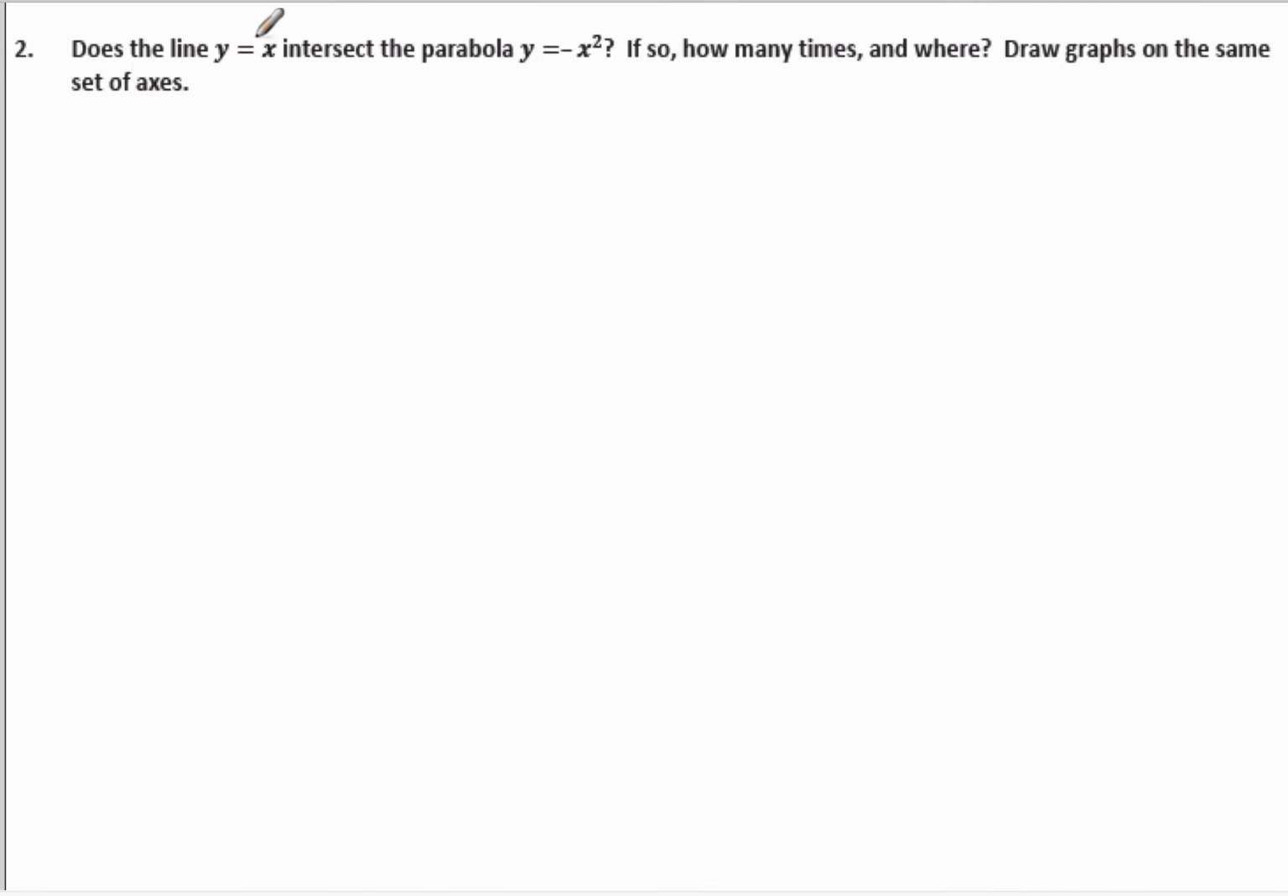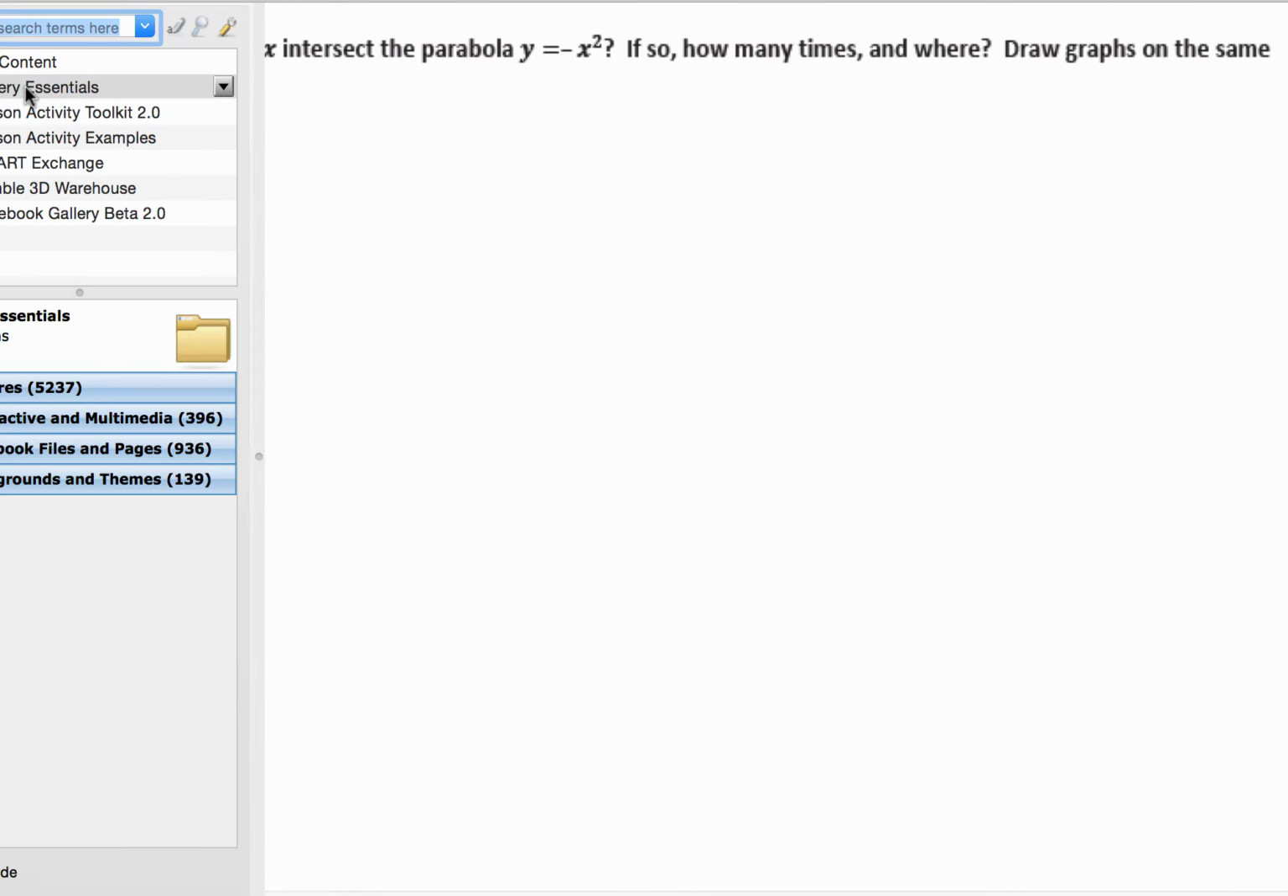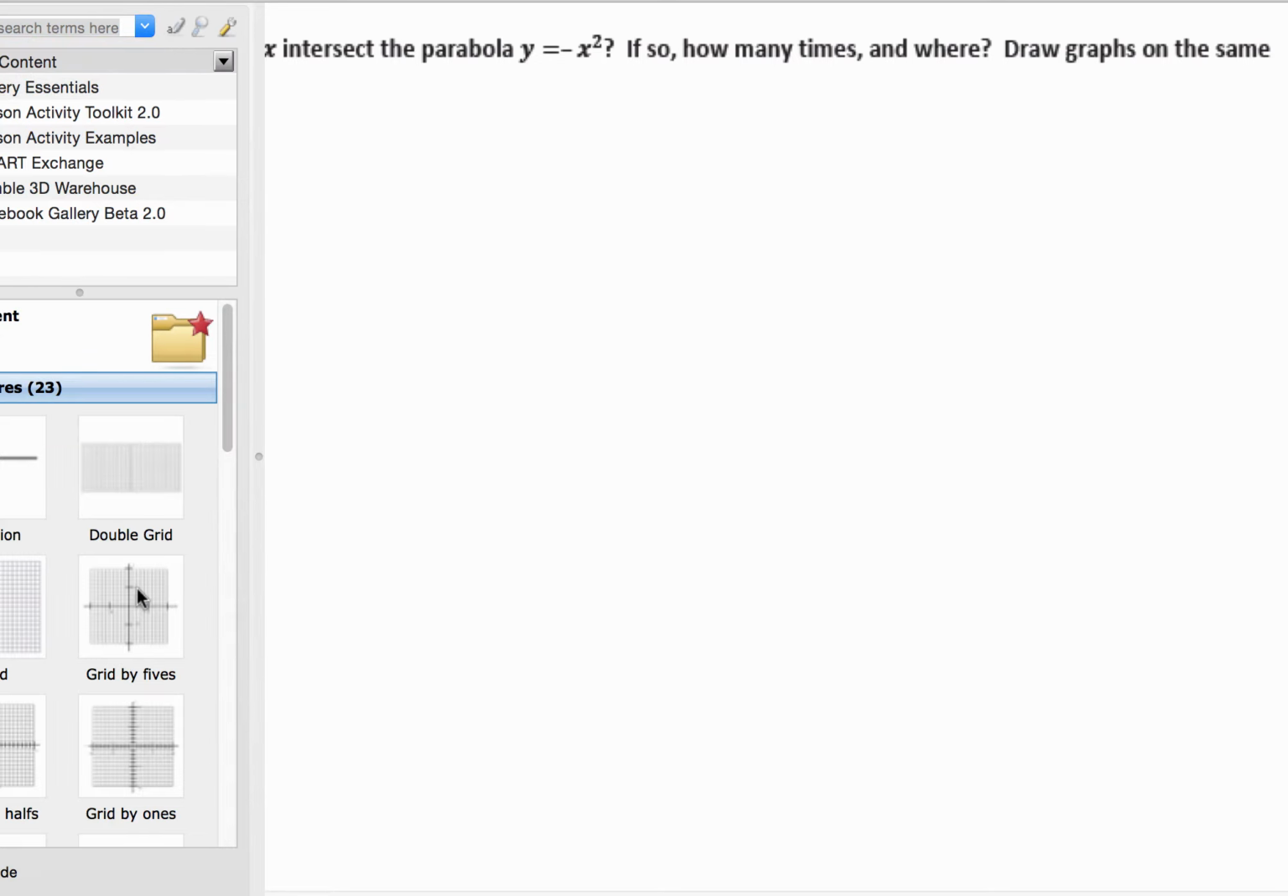Does the line y equals x intersect the parabola? Well, boy, this one is something you should jump up and down and celebrate because they told you one is a line and they told you the other one is a parabola. If so, how many times and where? Draw the graphs on the same set of axes. Oh, so they want me to graph this. So I'm going to graph it by hand. Even though we know Desmos is right around the corner, we need to show a graph ourselves.